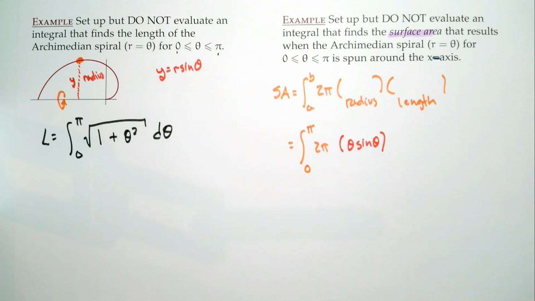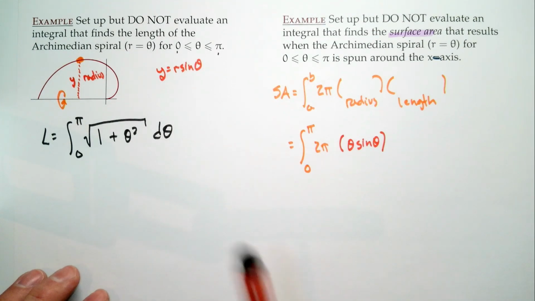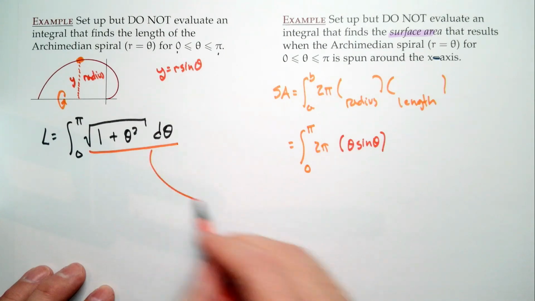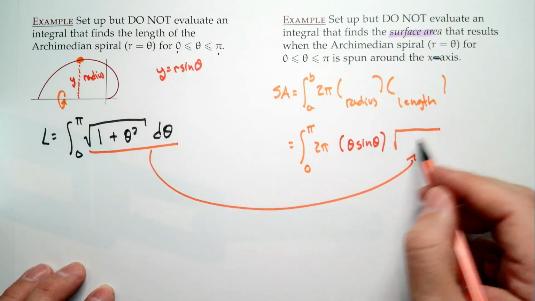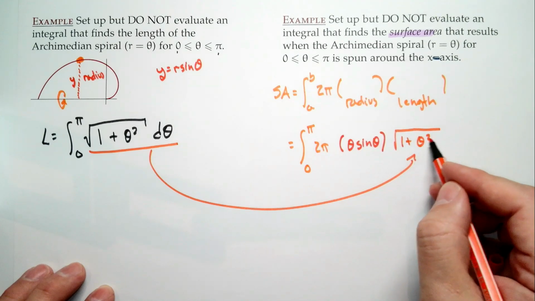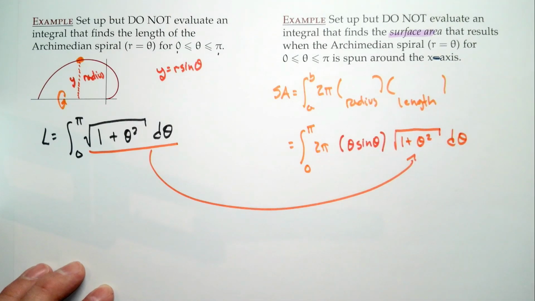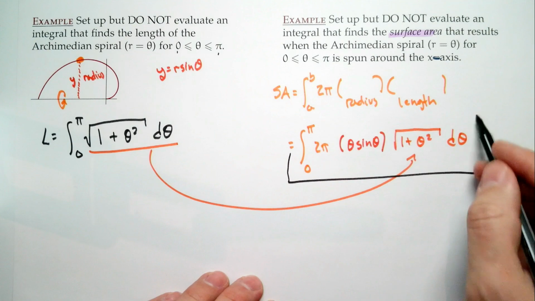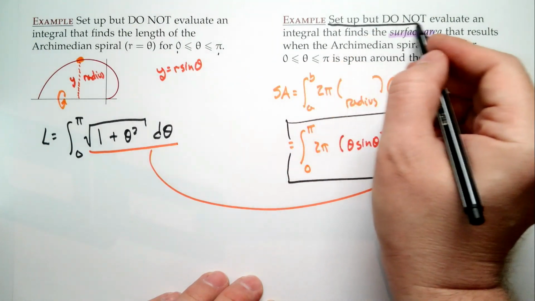Now, the length. How do we find the length? And the answer is we look over at our neighbor's work and say, hey, I can't help but notice you're doing something similar. I'm just going to copy you. I don't recommend you do that, by the way. But the length, it's the length formula. So it's the square root of 1 plus theta squared d theta. And now, what comes next? Yeah, we're done. Because we're set up, but do not evaluate.